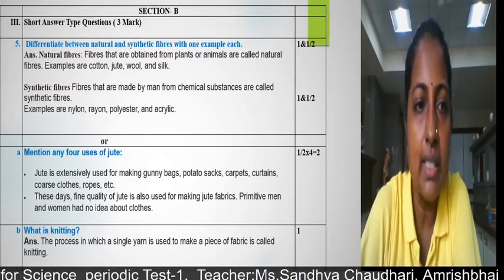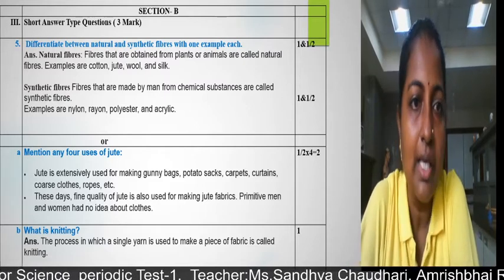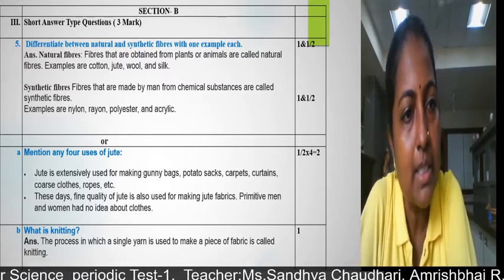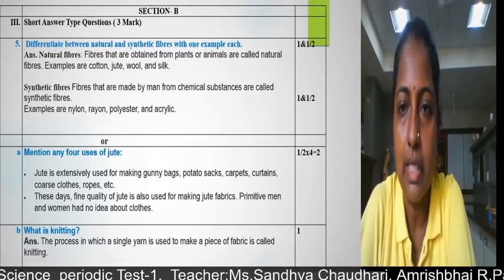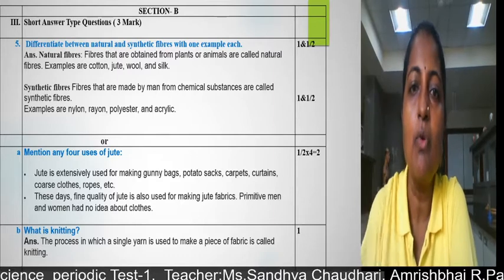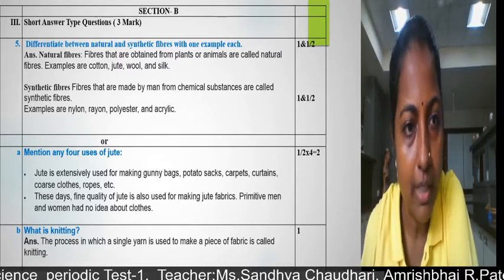Then again for synthetic fiber, write the correct definition. The fibers that are made from chemical substances are called synthetic fibers, and 1 example: nylon, rayon, polyester, acrylic, anything. So that will be for 1 mark. So the distribution is 1.5 like that.